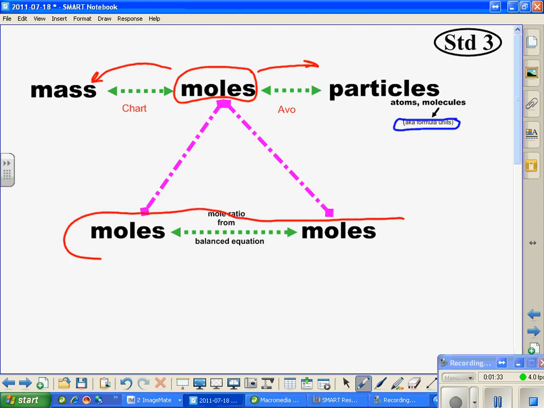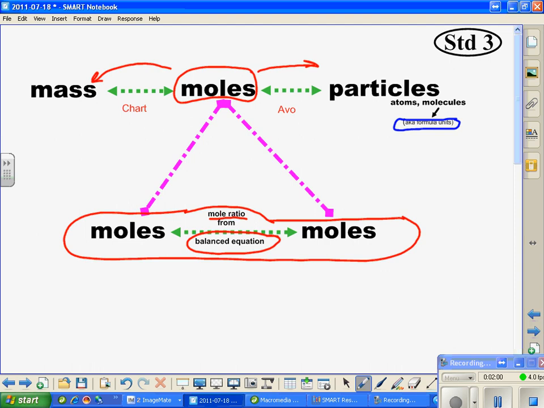Whoops, didn't mean to write over that. Okay, let's not write over that. There. Okay, if I were working down here, what is required? A balanced equation. Must have that balanced equation. You can't do this operation without a balanced equation. And it's the mole ratio from the balanced equation.